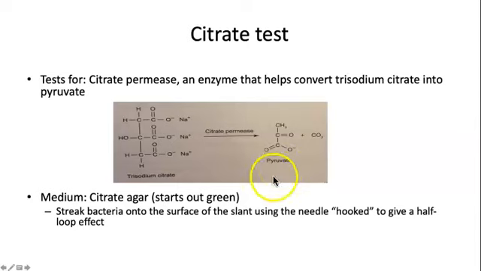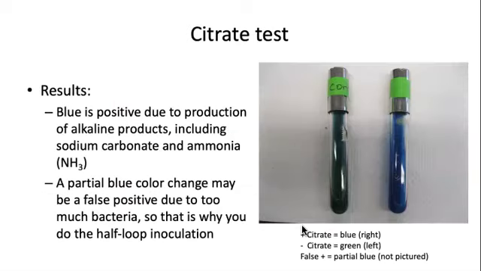So for this test, we use an agar called citrate agar. It starts out green, and we streak the bacteria onto the surface using the inoculating needle that we bend into a hook shape. That basically makes it like a half loop, and we do that so we don't put too much bacteria onto the surface. Because if you get too much onto the surface for this test, it can give you inaccurate results. So a positive test for citrate would be a color change from green to blue.